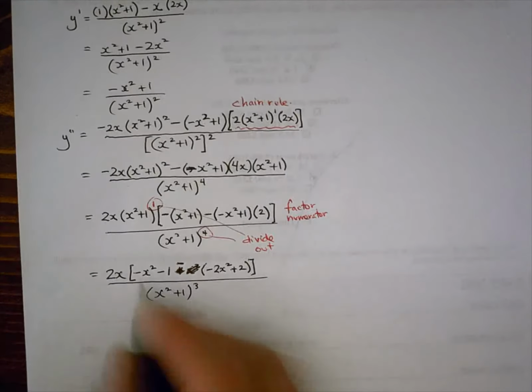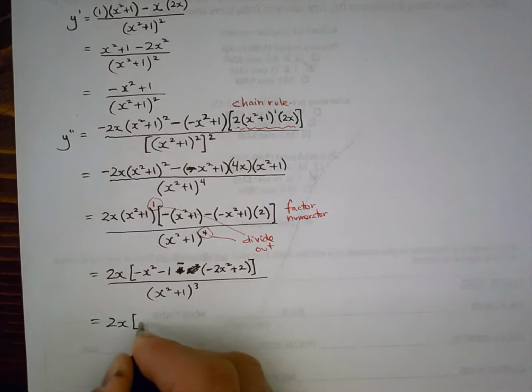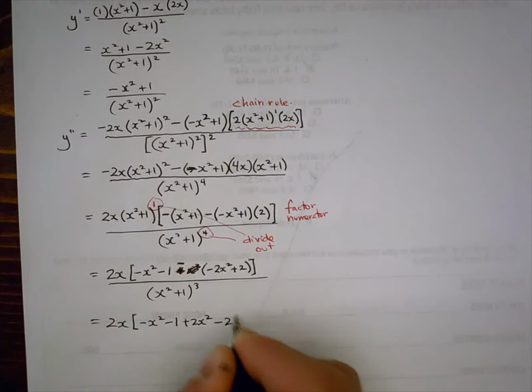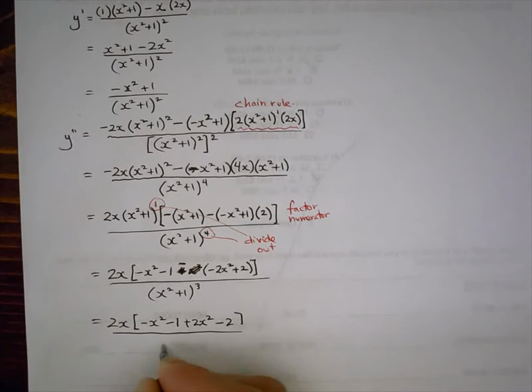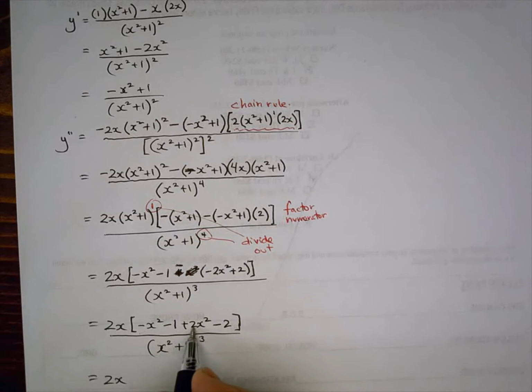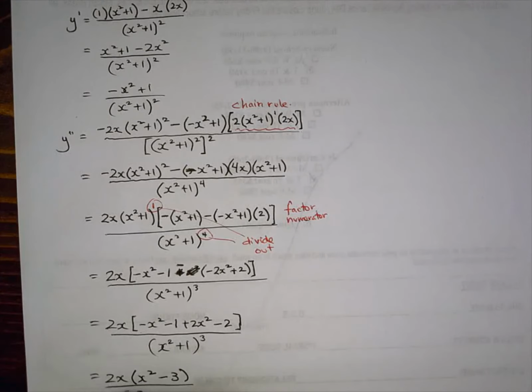Let's finish solving this. Look at this. We have some factors now. I'm just going to clean this up a little bit. So I have 2x. I have negative x squared minus 1 minus minus, which is plus 2x squared, minus plus, which is minus 2, over x squared plus 1 to the power of 3. And finally, so I end up with 2x times negative x squared plus 2x squared, so that's x squared, minus 1 minus 2, minus 3, over x squared plus 1.